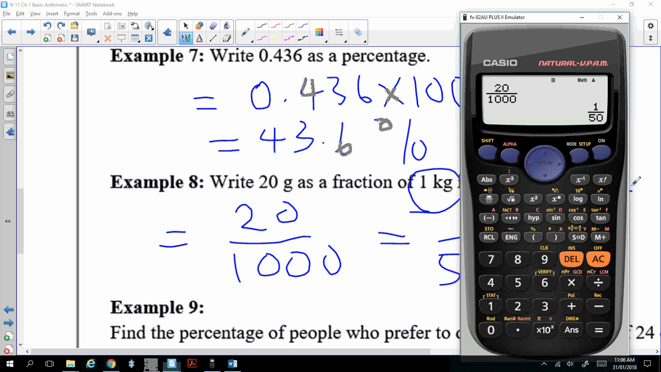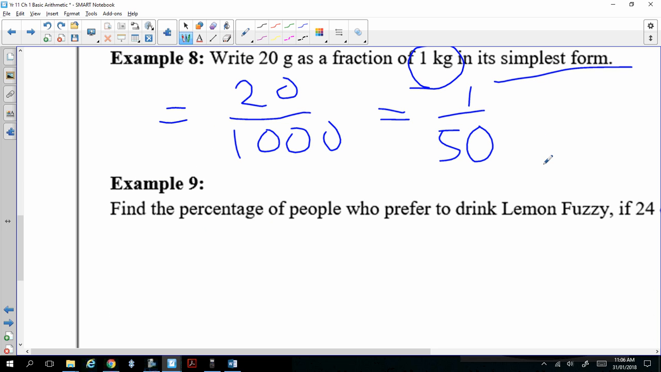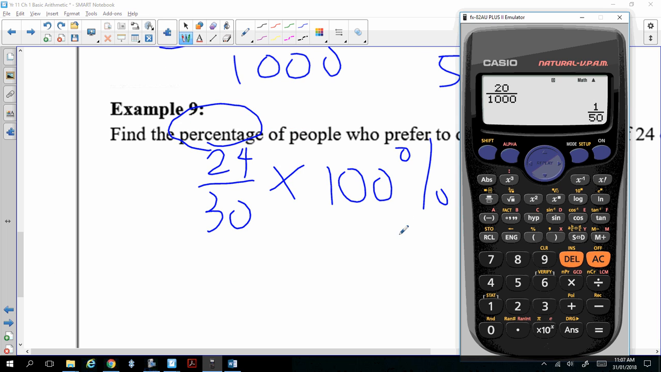Okay, last one, example 9. Find the percentage of people who prefer to drink lemon fuzzy if 24 out of 30 people prefer it. Okay, so you just go 24 out of 30, and to write the percentage, times by 100%. So all you do is, on your calculator, write down 24 over 30 times by 100. Remember, do not put the percentage sign at the end. 80, so write 80%. 80% of people prefer to drink lemon fuzzy.